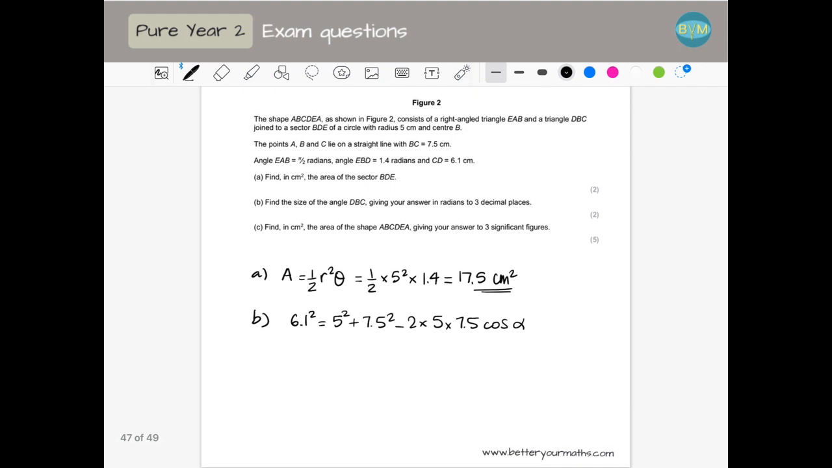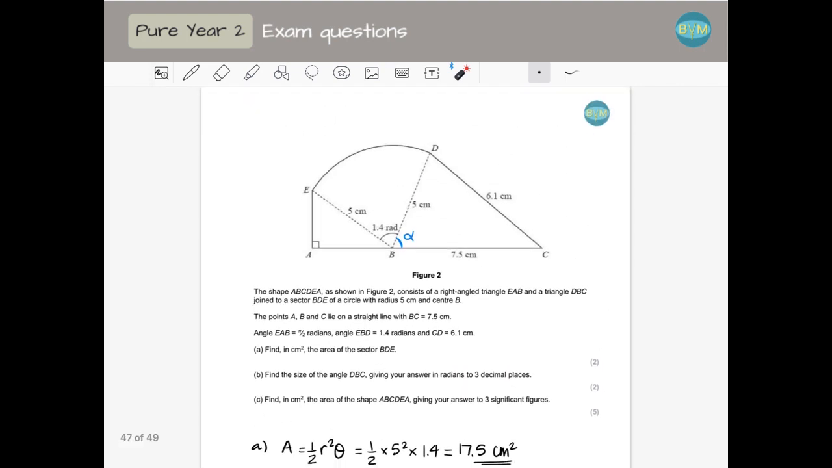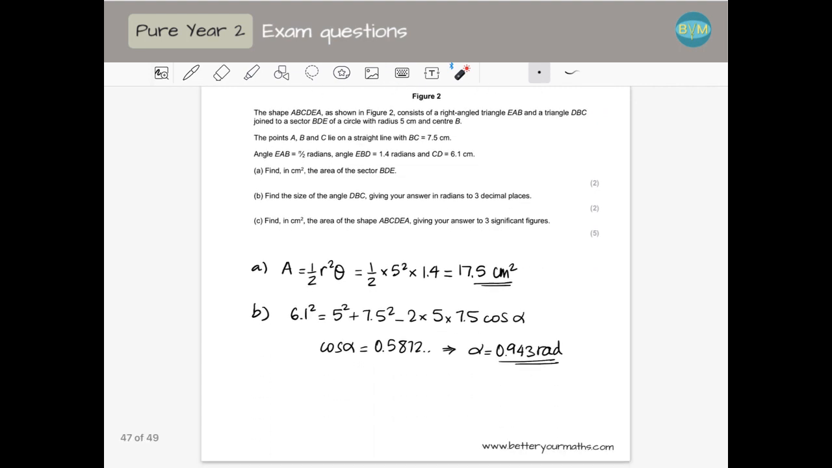So we just do this with the calculator, and cos alpha is going to be 0.5872 something. Remember to check that your calculator is in radians just in case, and you do cos minus 1 to find alpha. So alpha, when you do cos minus 1, is 0.943 radians to 3 decimal places, as they ask. So this is the second part, just using the cosine rule, with the opposite squared equals and the formula.